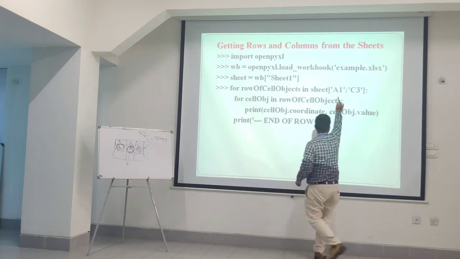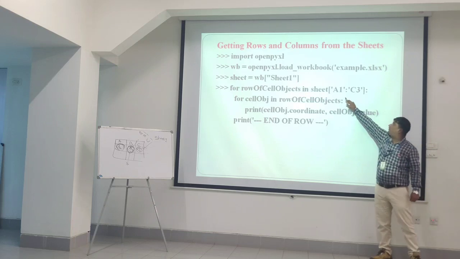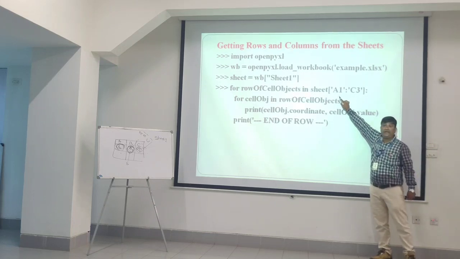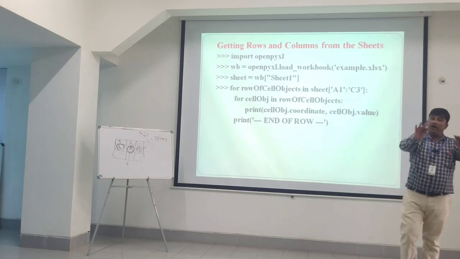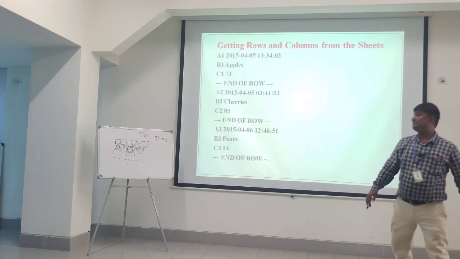Your for loop becomes what? False. Why? Because I am fetching the information from A1 to C3, but not from A1 to C7. If it were A1 to C7, we would get all the cell values. So what is the output?